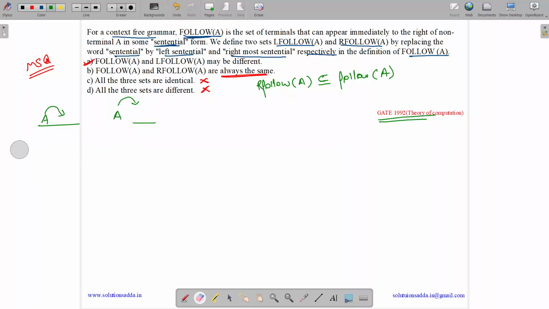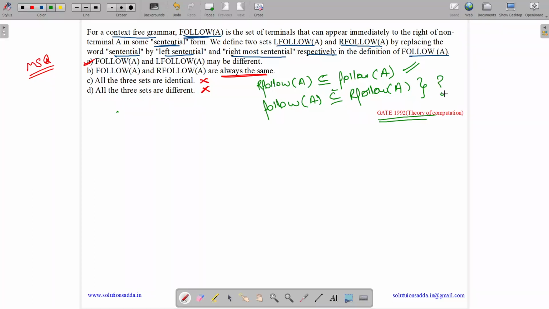Now to prove that both of them are equal, what do we need to prove? We need to prove that follow of A is a subset of R follow of A. This one we need to prove. The other one is already proved. This one we need to check whether it's true or not. So how will you check this?